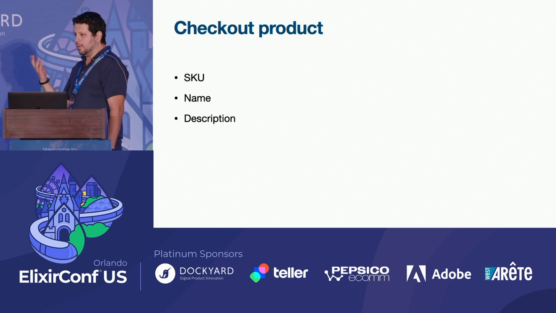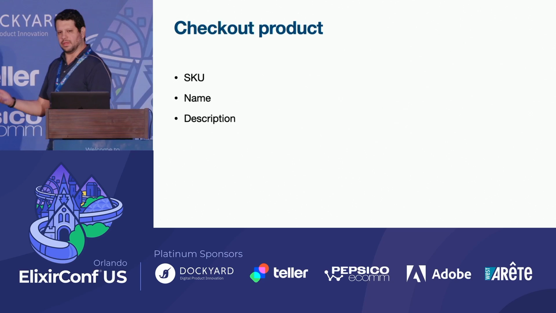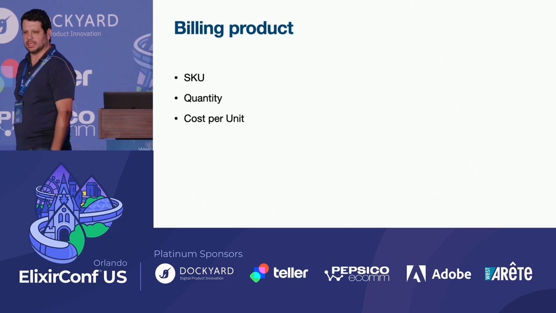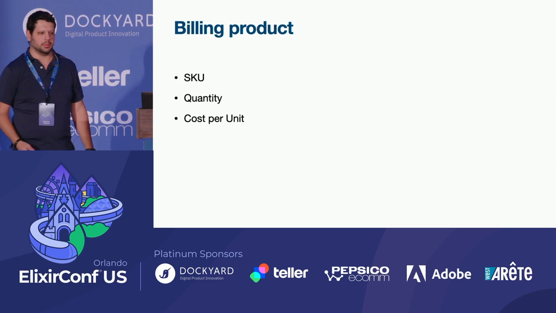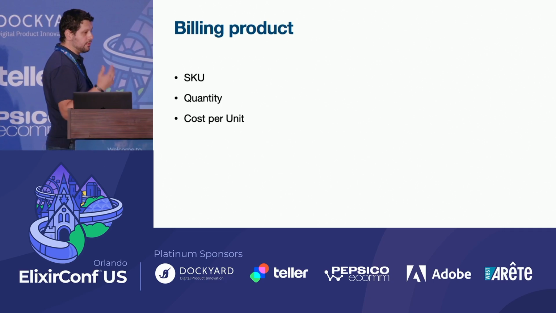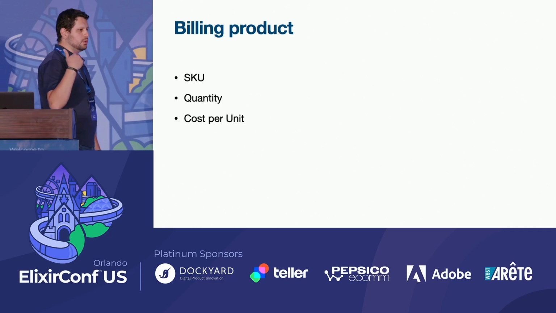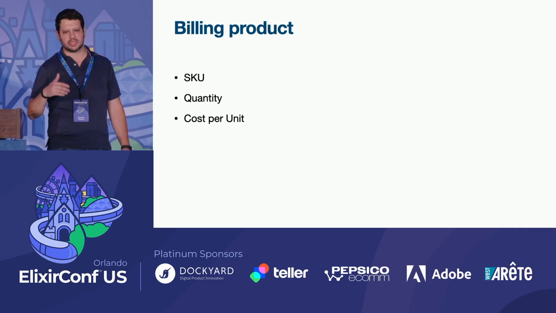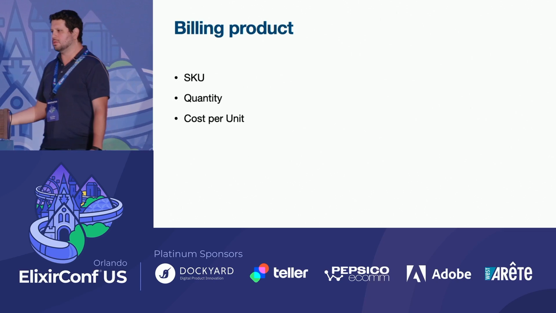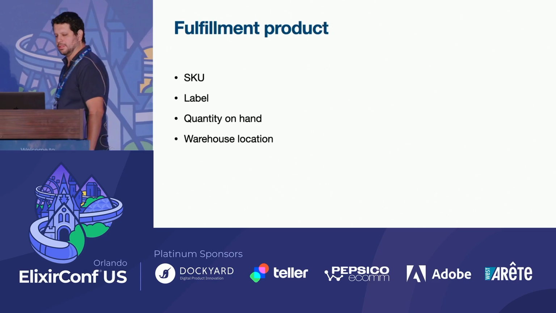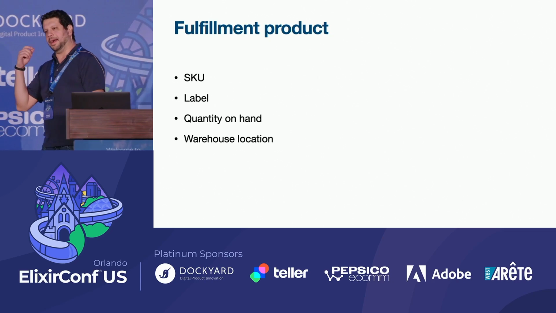Okay, you say, what happens when the customer needs to pay for this? They say, oh, no, we don't deal with that. We deal with billing. That's the billing department. So you go and you talk to the billing department, and you ask, what's a product? They say, well, for us, a product is really a SKU, the quantity, and the cost per unit. These are the things we care about. And you say, okay, who does the shipping? And they say, well, that's fulfillment. So you go and talk to fulfillment, and you ask, what's a product?